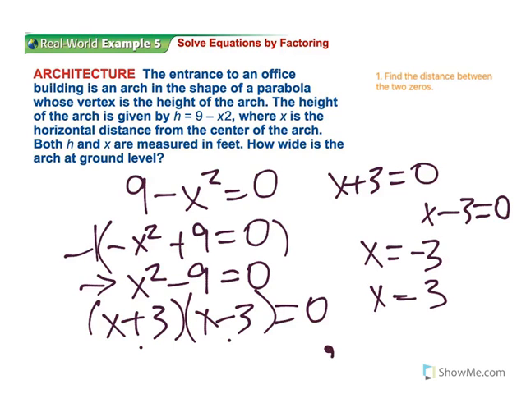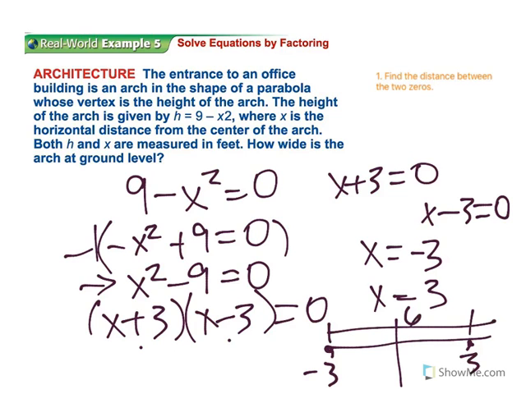So if I think about the distance of those on a number line, this is negative 3 and this is 3. The whole distance is 6. So that actually tells me that the width of the arch at ground level is 6.